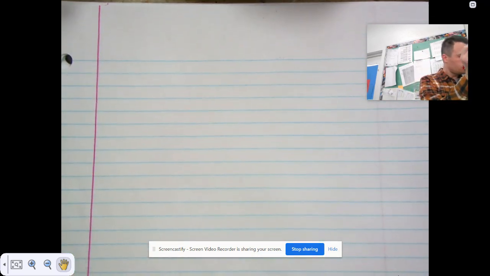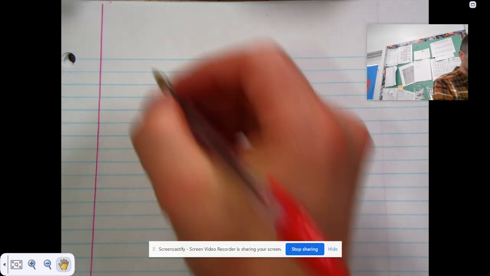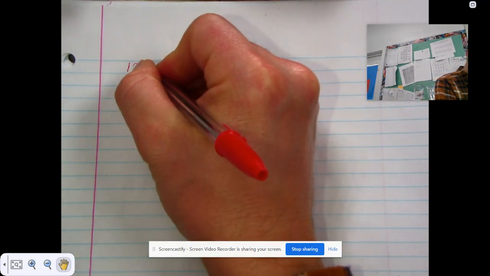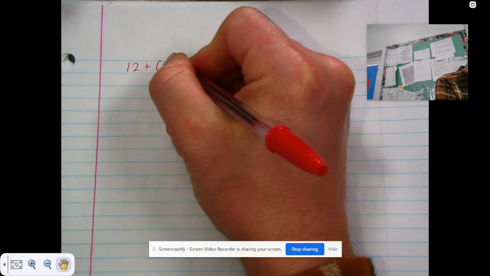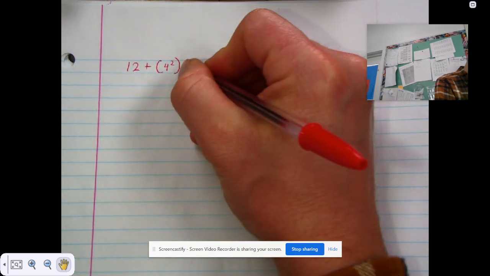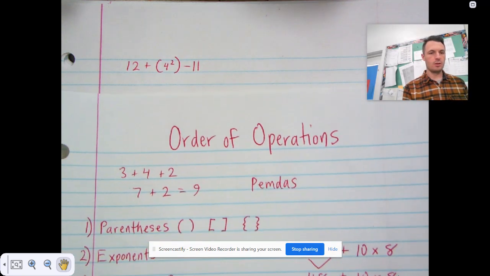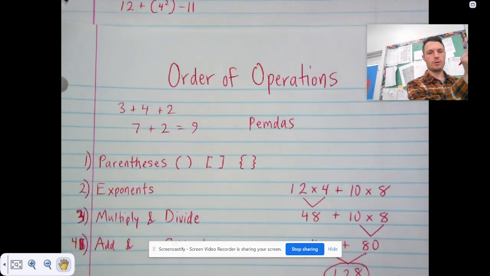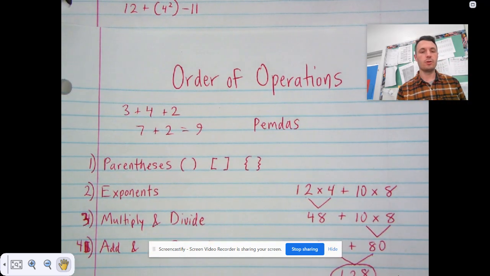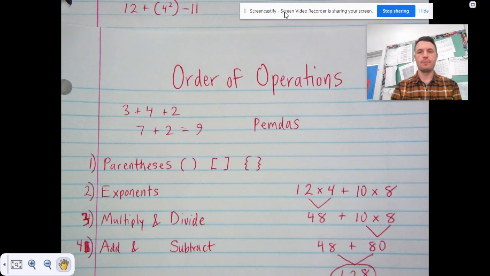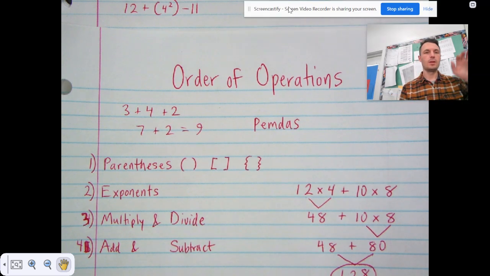So let's do 12 plus 4 squared minus 11. So we follow our order of operations here. I'm going to show my order of operations right here, but you should still be able to see them on your own page too. Let's see if I can move this thing. Oh, look, I can. That's good.